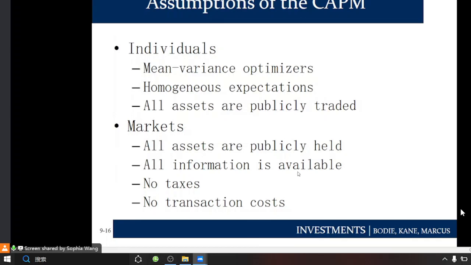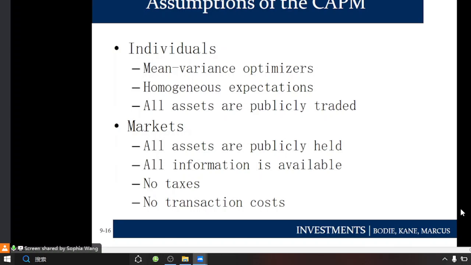And for the markets, all assets are publicly held and all information is available. Of course, this is not true. Who can guarantee all information is available? Because people working in different fields can get different information. Of course, the manager of the fund can get more information than you, because they have other ways and you don't have this kind of way. Of course, insider trade is illegal, but we cannot say that everyone can get the same information.